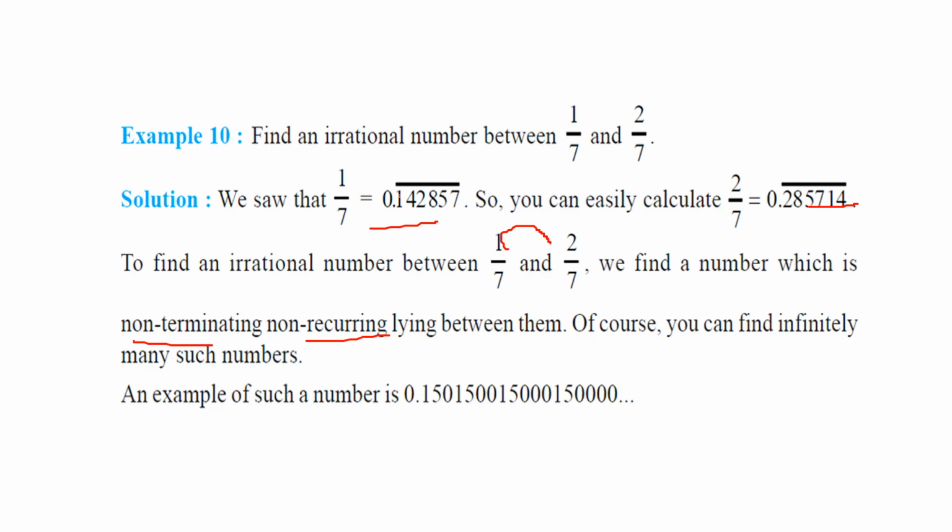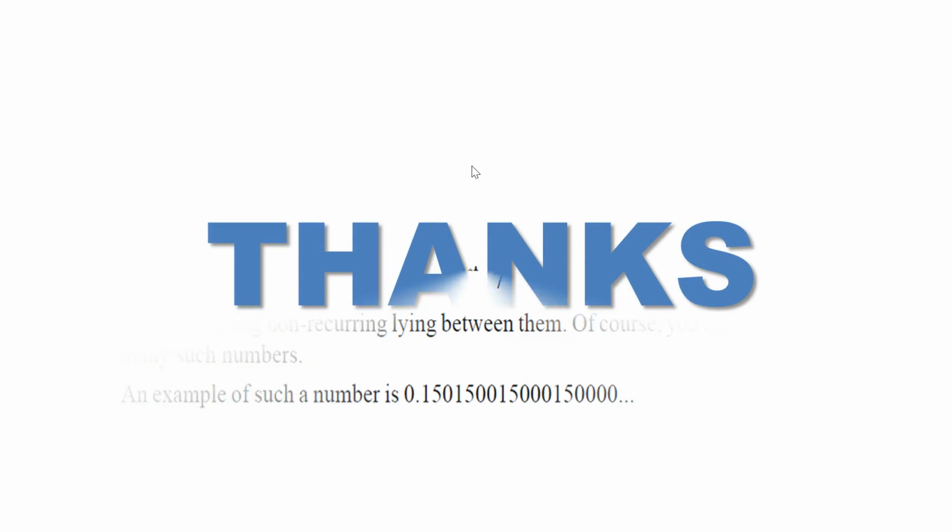See, 0.1 this starts from 0.14, this is 0.28. So 0.15 you take 150, 1500, 15000, like this. You can have another number as 150000 like this. So it can go on and on, you know.